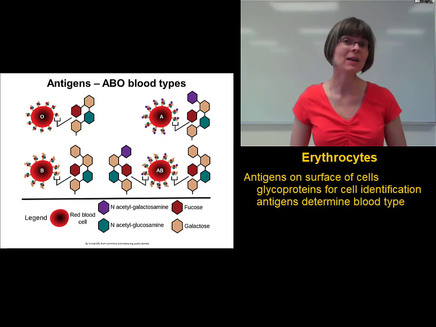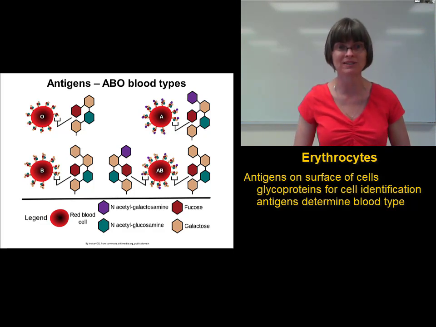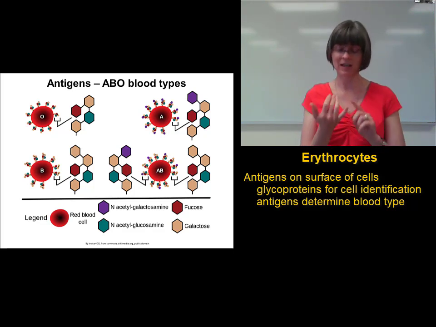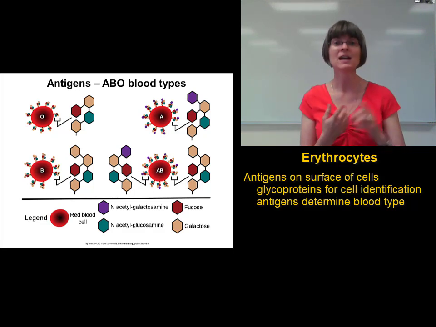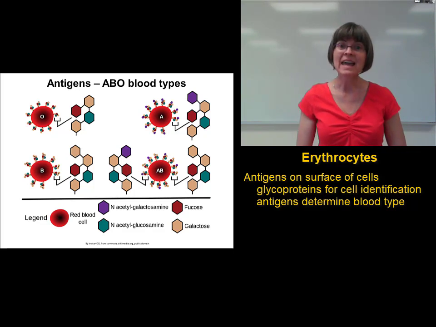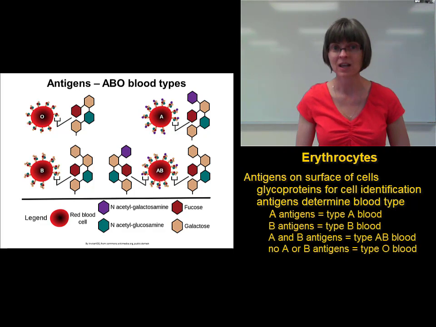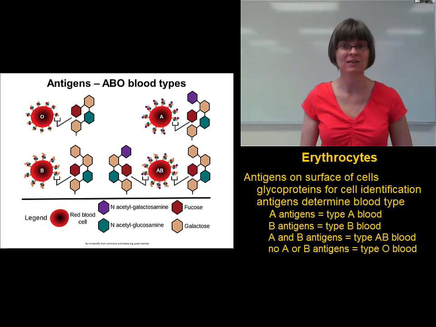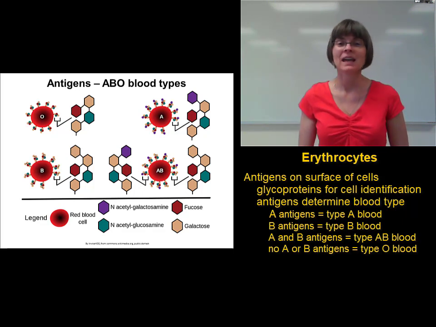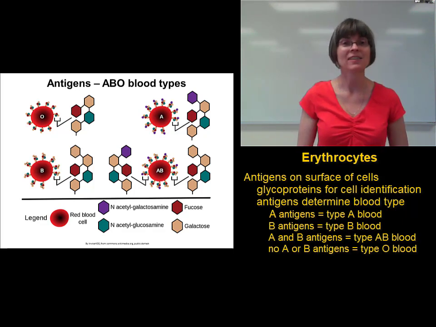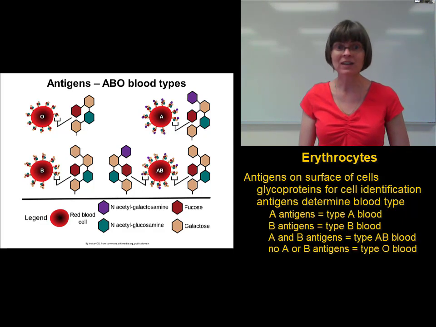There are several different types of antigens that can be on the surface of red blood cells, and it's these antigens that determine your blood type. So your blood type, whether you're type A, type B, type O, or type AB, is determined by the antigens on the surface of your red blood cells. If you have the A antigen on the surface of your red blood cells, you have type A blood. If you have the B antigen, then you have type B blood. If you have A antigens and B antigens both on the surface of your blood cells, that gives you type AB blood.